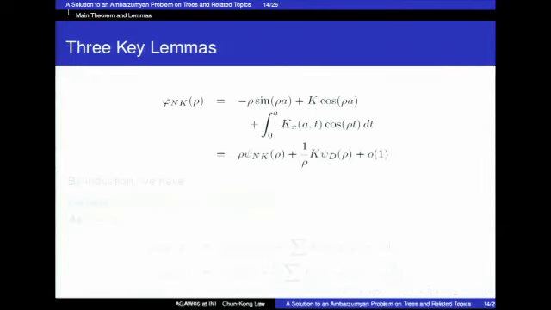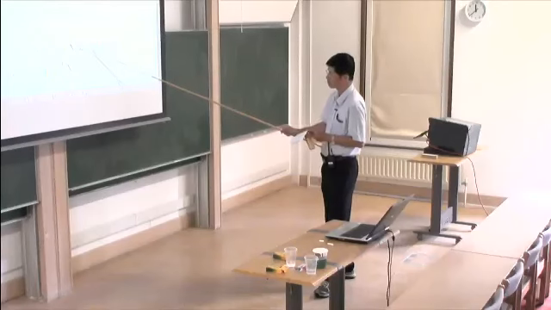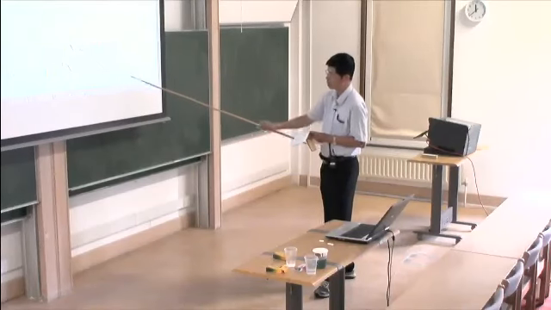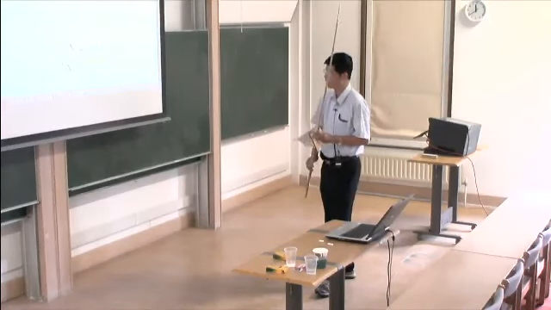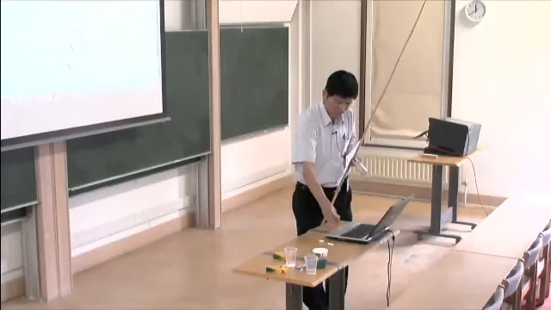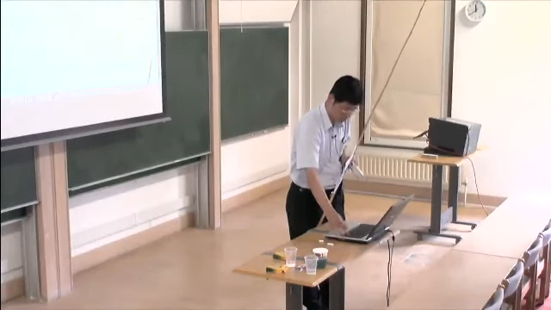And similarly, we can do the same thing for phi. And by induction, we have this. We can relate the characteristic function for arbitrary Q when rho is large to the corresponding characteristic function for Q naught be zero. And so this is actually our second step.